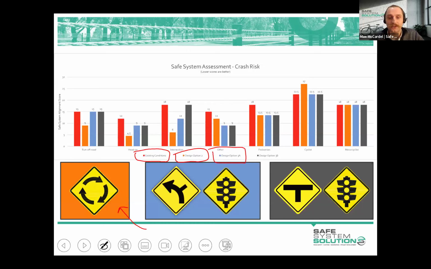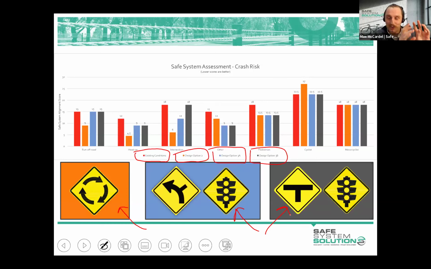Design option 3A is a signalized modified T. Okay, so it's a signalized intersection, but the geometry is a modified T. If you haven't heard that term, I've got photos of it later. And design option 3B is a signalized intersection, but a more conventional T intersection, right?